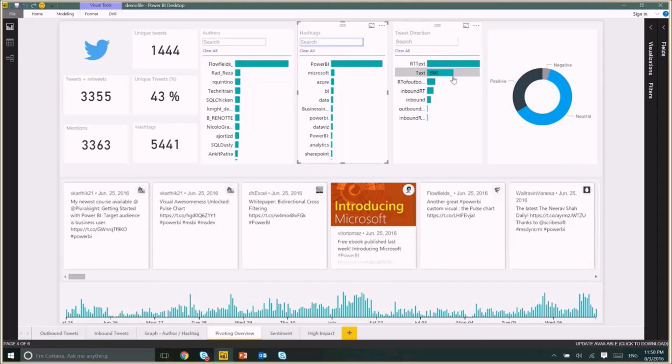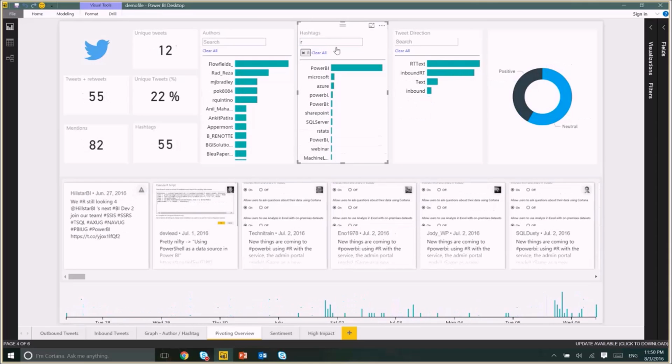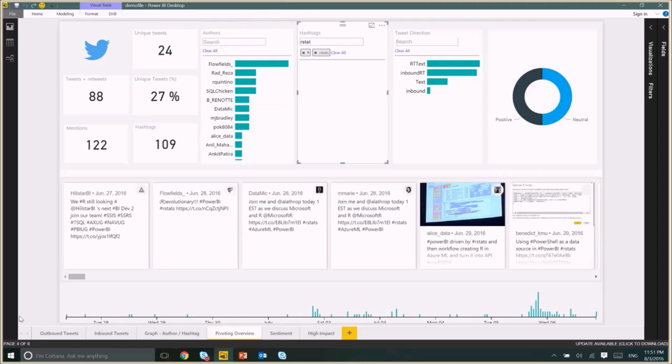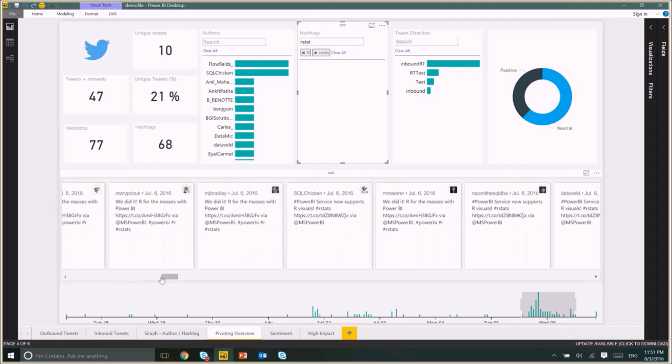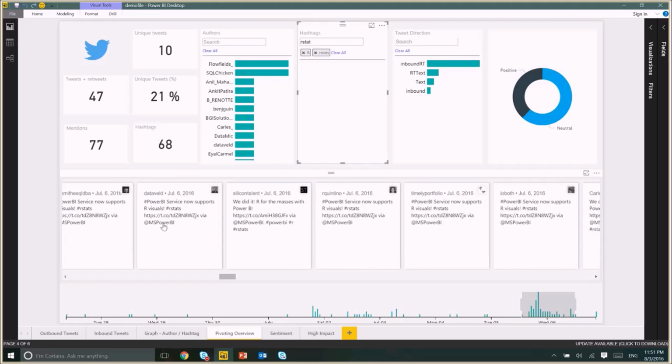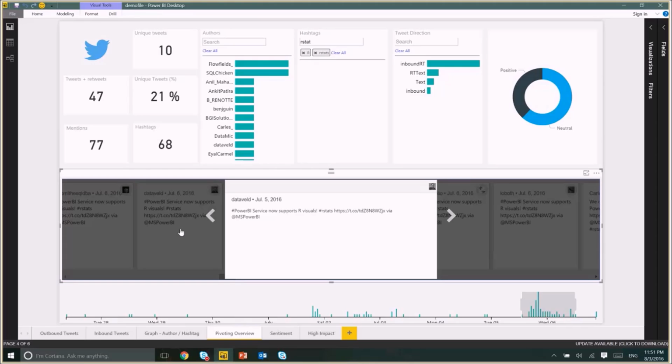I can now use my hashtag filter over here to drill into R and R stats, which were the two hashtags I noticed on the previous page, to see what people are actually saying in terms of the raw tweets. I can select the time period I was interested in, much like before. And as I start exploring the raw tweets themselves, I can see that Power BI service now supports R visuals. So this was an update that Power BI did where it now supported the creation of R visualizations inside the Power BI service.